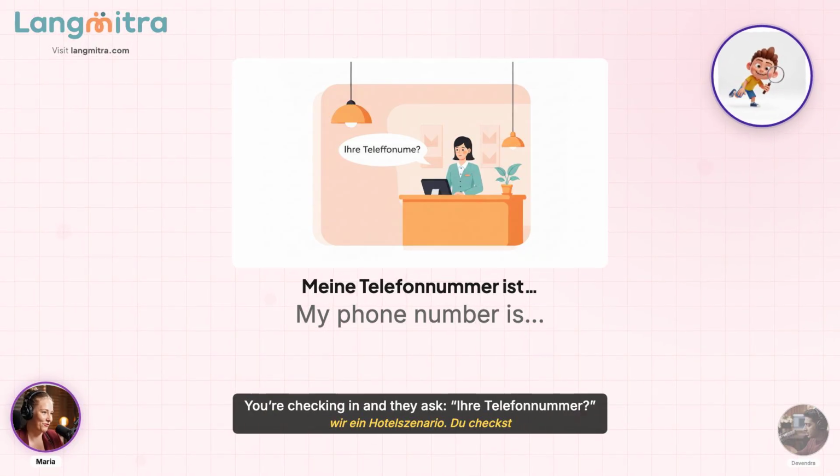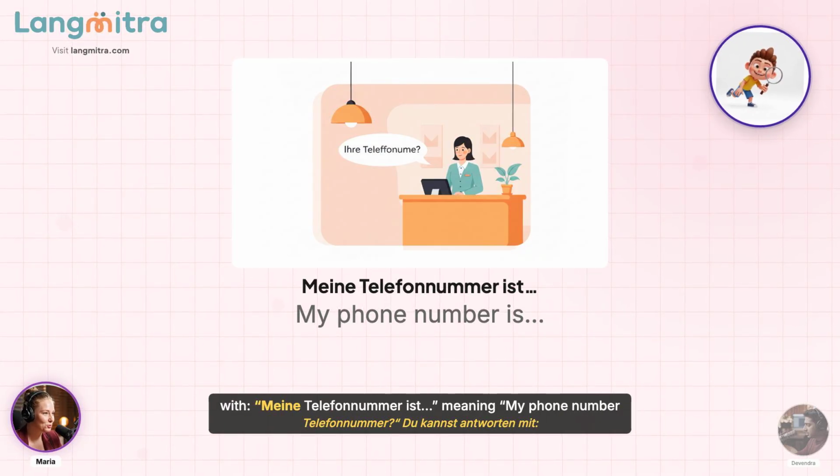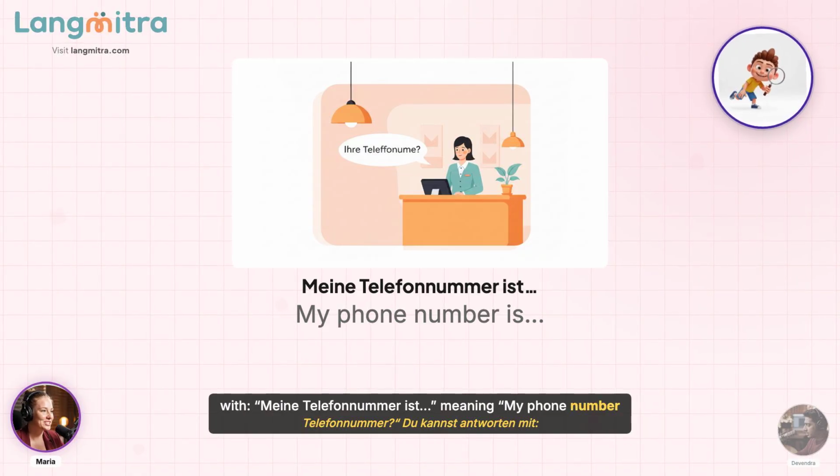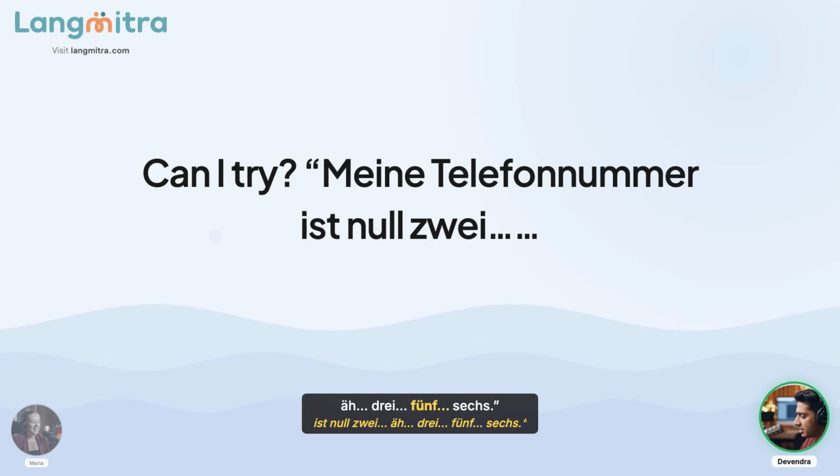You're checking in and they ask, Ihre Telefonnummer. That means your phone number. You can answer with, Meine Telefonnummer ist, meaning my phone number is. Then say digits. Can I try? Meine Telefonnummer ist 0, 2, 3, 5, 6.